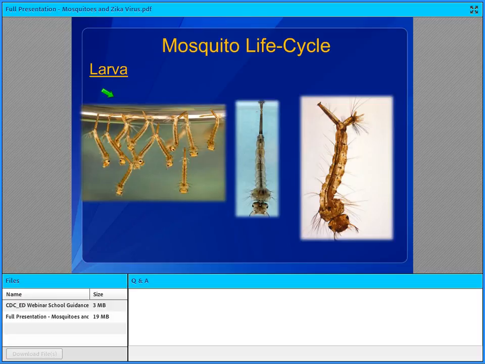These are what the larvae look like. They're called wigglers, and you could see right here and again right here. Those are little tubes that extend out from their body, and that is actually a breathing apparatus. It's a critical aspect of the mosquito life cycle that they actually require air. So this is how they're going to get their oxygen from the surface of the water.